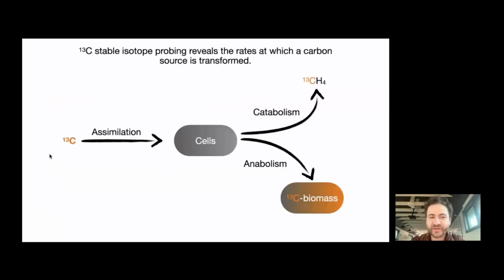So to get at this question, we use 13C stable isotope probing to reveal the rates at which carbon is transformed. And so what this process involves is taking a 13C labeled substrate, monitoring its assimilation into cells, and either through catabolic pathways, such as the production of 13C labeled methane, or through anabolic pathways, such as the production of 13C labeled biomass. And I'll start by talking about the anabolic pathway and anabolic rates.